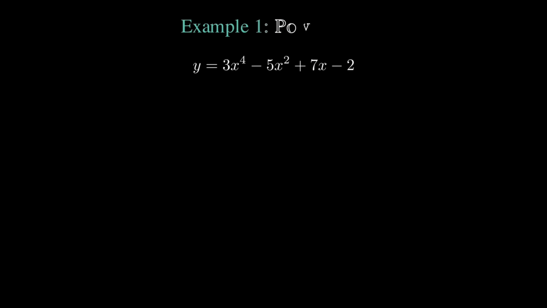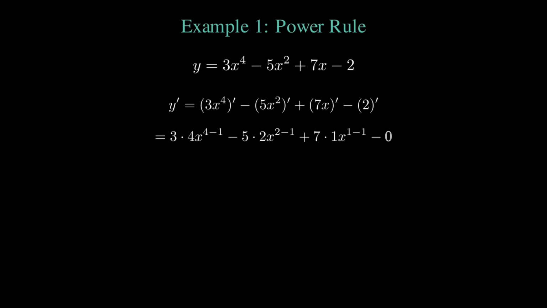Let's try a few quick examples together. Example 1. Y equals 3x to the fourth minus 5x squared plus 7x minus 2. First, we apply the derivative to each term separately. So we have the derivative of 3x to the fourth minus the derivative of 5x squared plus the derivative of 7x minus the derivative of 2. Now let's use the power rule for each term. We get y prime equals 12x cubed minus 10x plus 7.